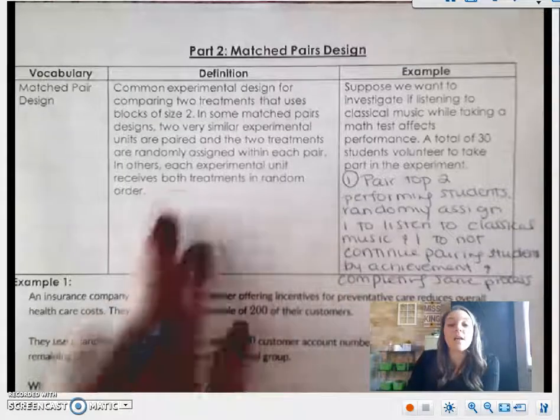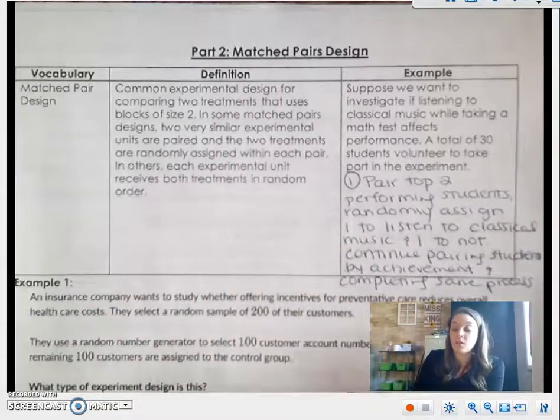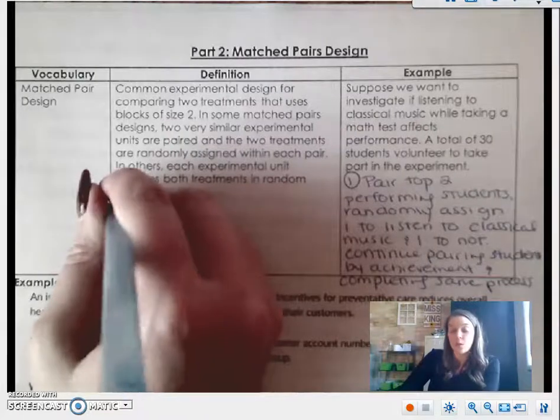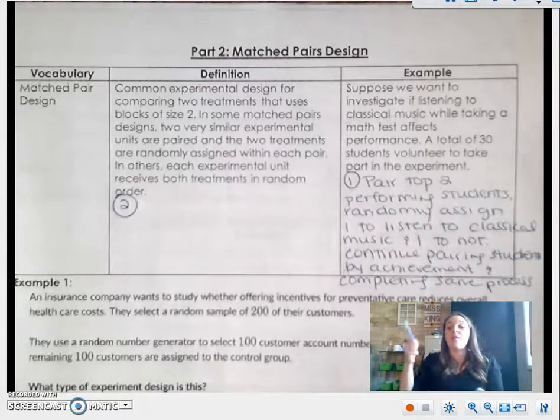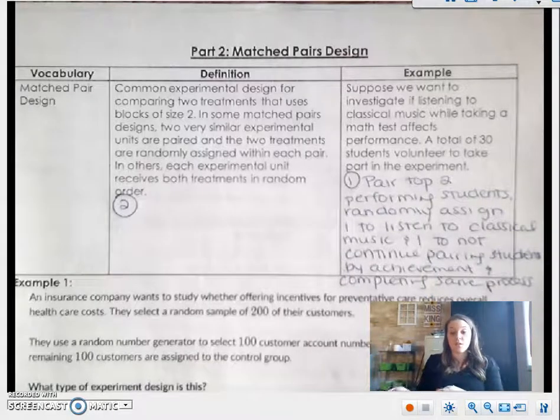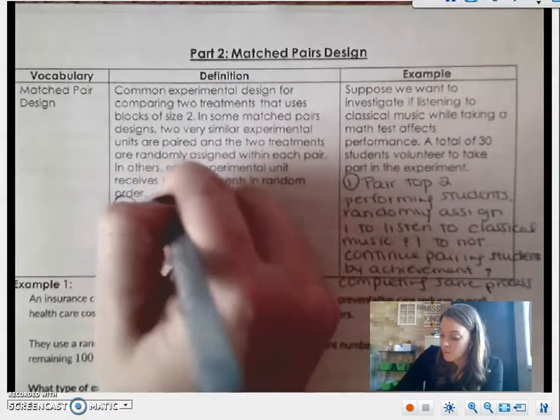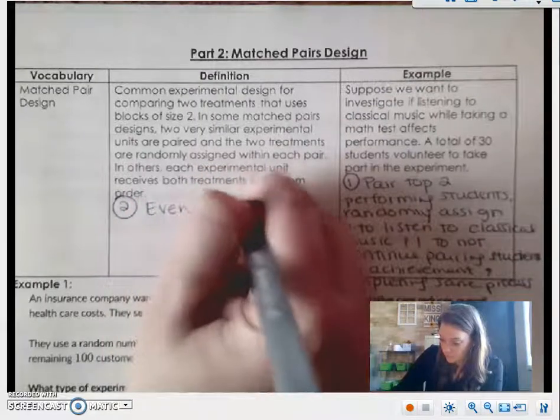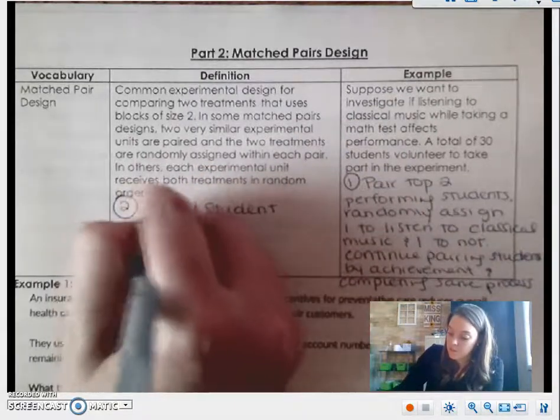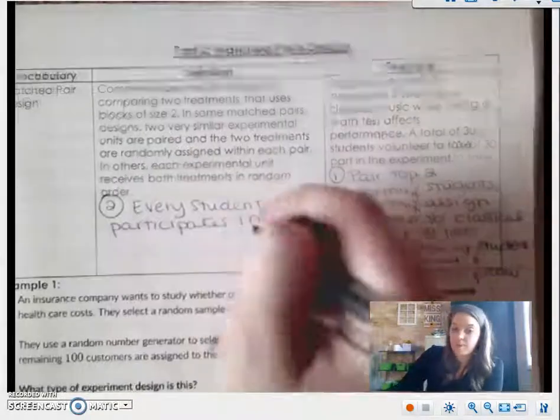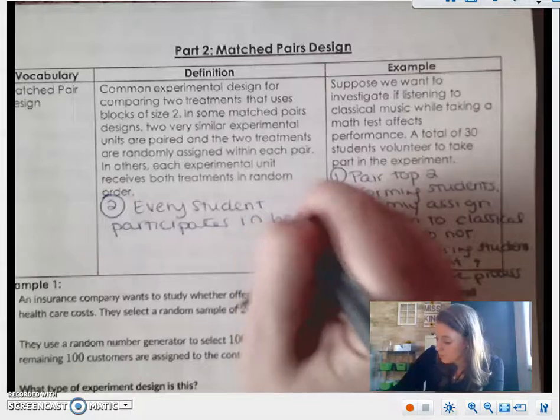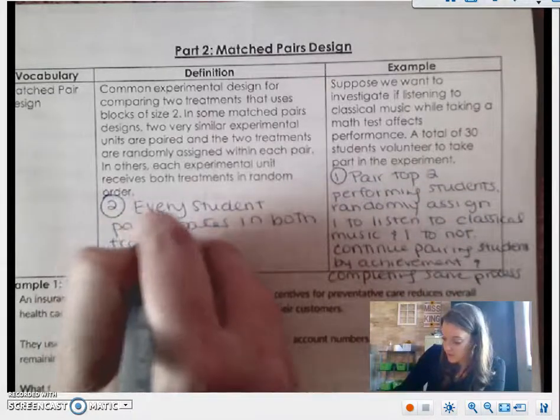Okay, the second way you could do a matched pairs design for these 30 students would be for every single student, they would do both treatments. So for one test, they would listen to classical music, and then for the next test, they would not listen to classical music. So every student participates in both treatments.